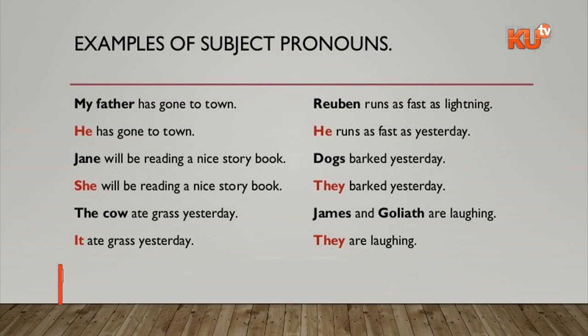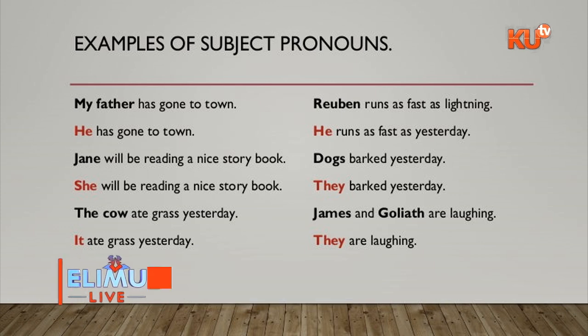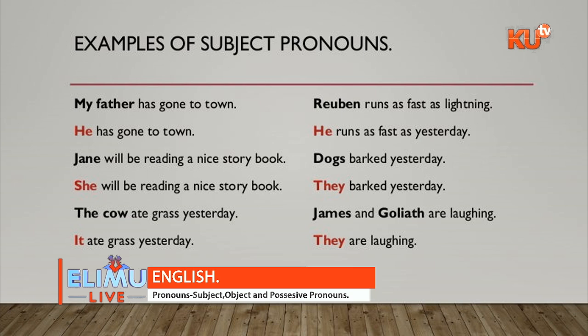The next sentence, Reuben runs as fast as lightning. The noun there in the place of subject is Reuben, and you can see we have there two nouns. We have Reuben and we have lightning, but we are replacing the noun which is in the position of a subject, that is the doer of the action. And Reuben is a male human being, so we replace with the subject pronoun he, and it becomes he runs as fast as lightning.